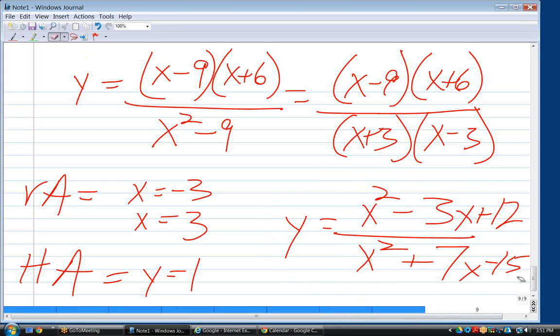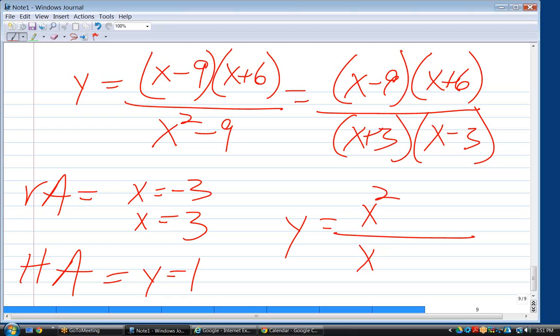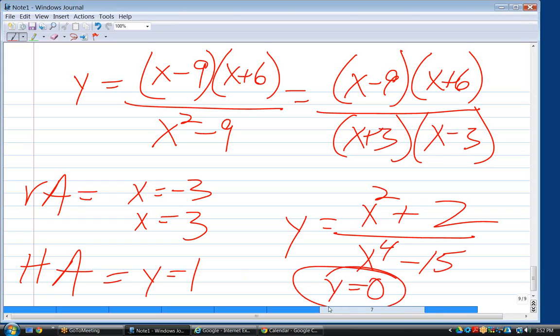The other possibility is if the denominator has a bigger power than the numerator, say this. As long as the denominator is bigger than the numerator, your horizontal asymptote is y equals 0 in all cases. Doesn't matter if this is x to the 4th or x to the 18th. As long as it's bigger than this, your horizontal asymptote is y equals 0.